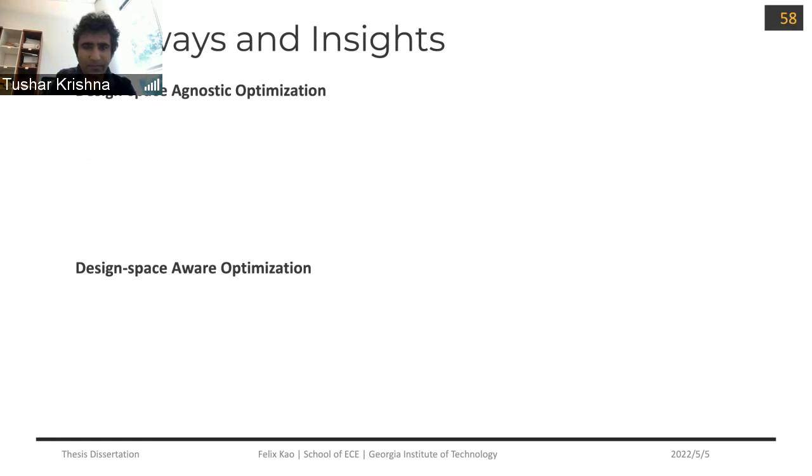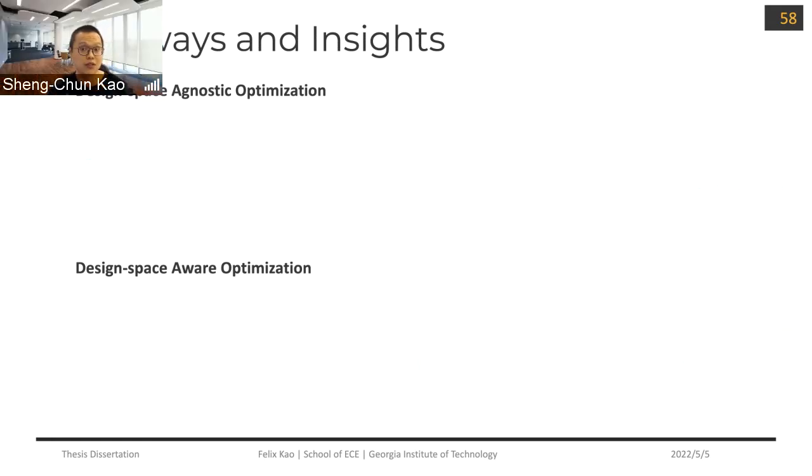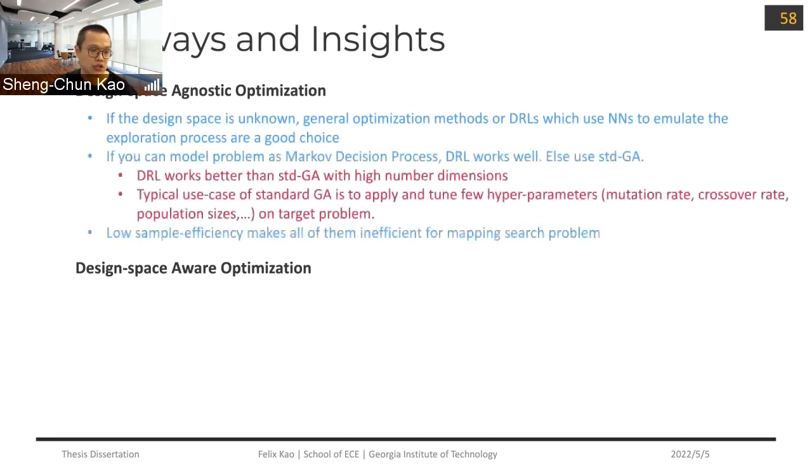As you can see, we have designed mappers for different problems, across different workloads. Here we discuss some takeaways when designing the mapper. We discuss them in the notion of design-space agnostic and aware. Here are some general points. If the design space is unknown to you, then methods from generalized model approaches like deep reinforcement learning can work pretty well. Second, if you can model your problem easily as a Markov decision process, then just use deep reinforcement learning. It's better than black box. Third, if your problem has high dimension, then deep RL works better than black box.